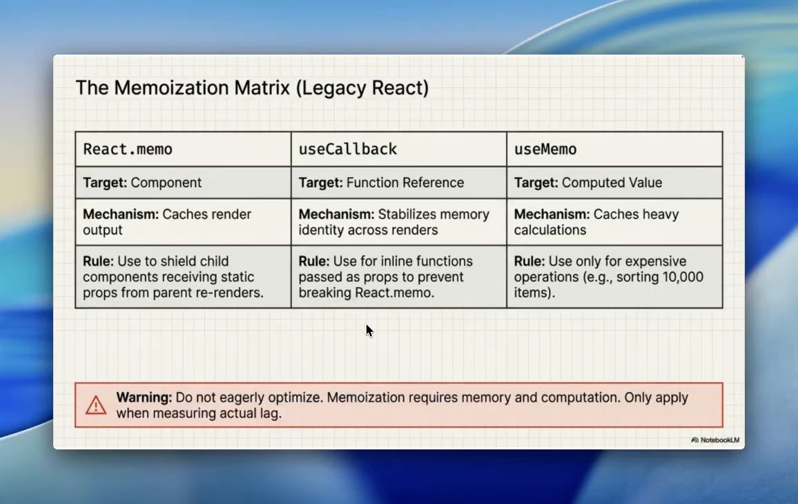So what is the memoization matrix? Legacy: React.memo, useCallback, useMemo. The target of React.memo is a component, the target of useCallback is a function reference, and the target of useMemo is a computed value. The mechanism is to cache render output, to stabilize memory identity across renders, and to cache heavy calculations.